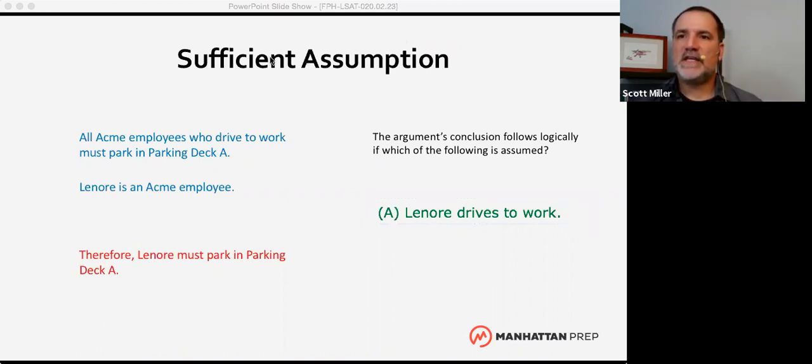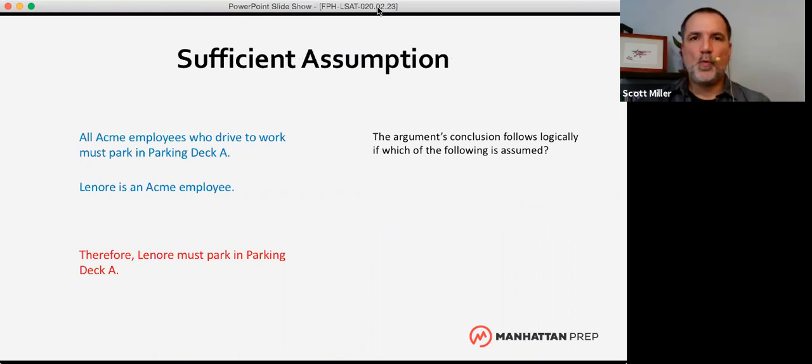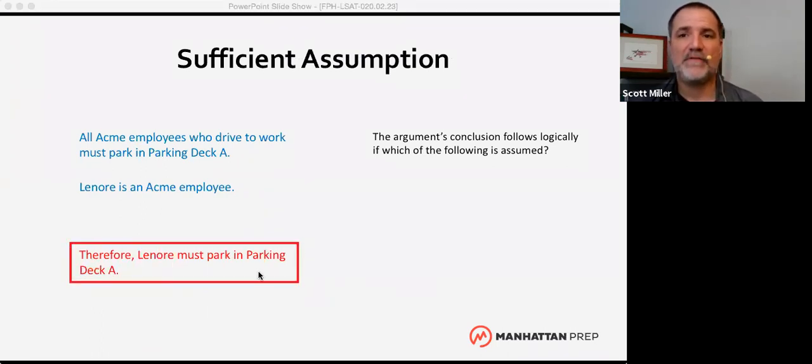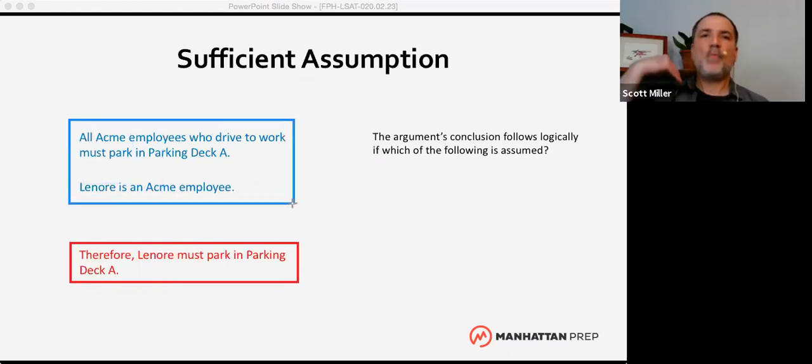So let's see how this looks in a real LSAT question, a real sufficient assumption question. To answer this question correctly, you're going to have to understand the broken argument that they give you. You're going to have to find the conclusion in the little paragraph. They're not going to lay it out all nice and neat like I have here on the screen. You have to figure out the conclusion, then the premises, and once you have that information, you can spot the missing premise.